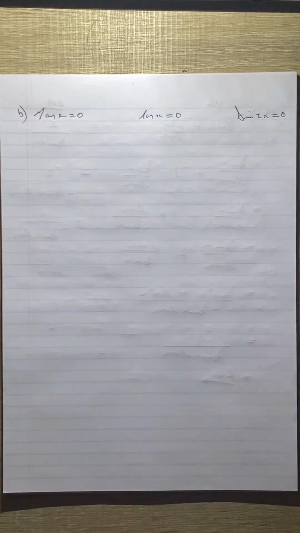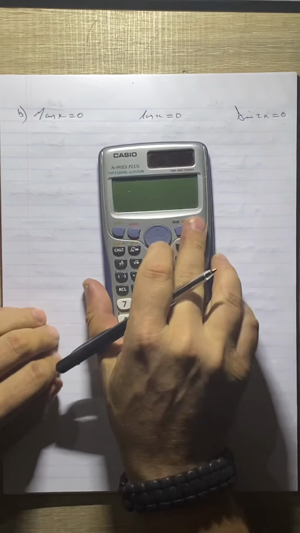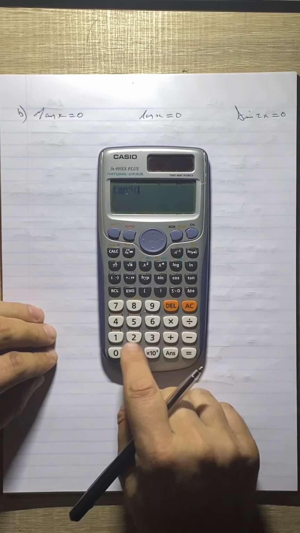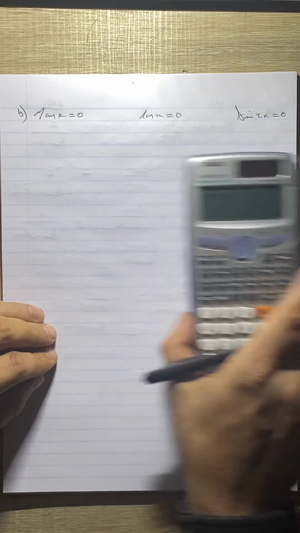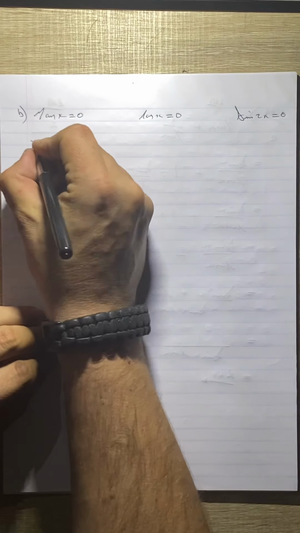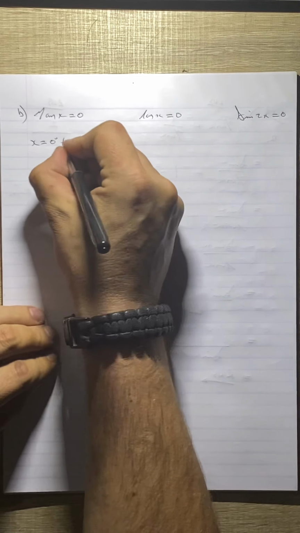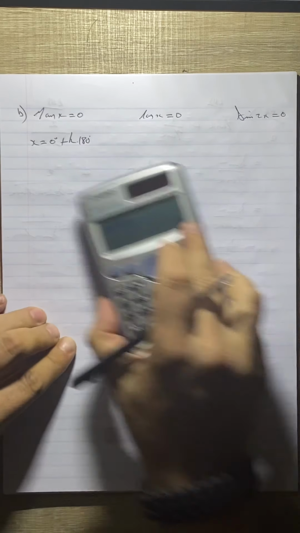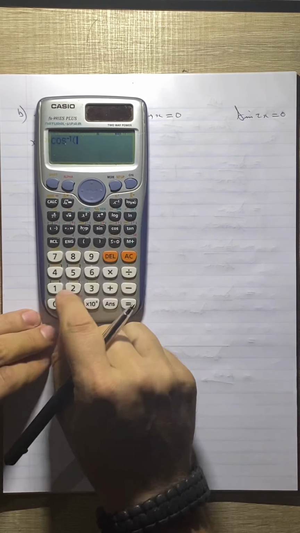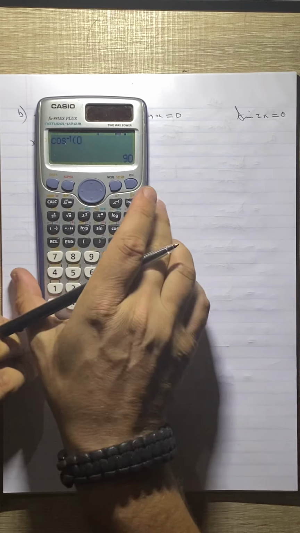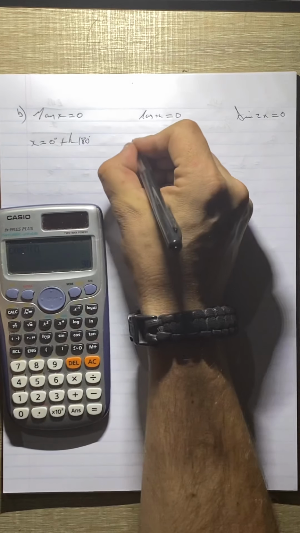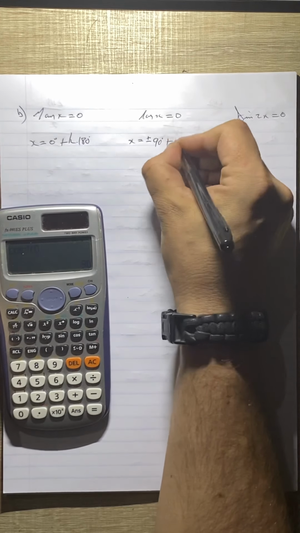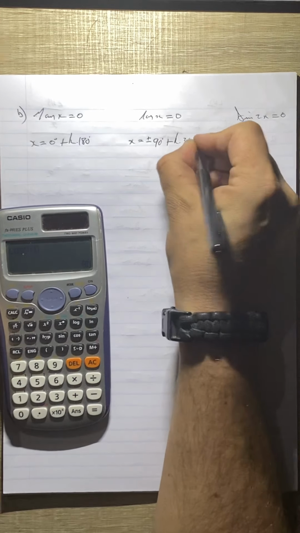So this one over here, just use your general solution for tan. So it's shift tan 0, and we get 0 degrees as our reference angle. So x is equal to 0 degrees plus k 180. For this one over here, we go shift cos 0, and we get 90 degrees. And the general solution for cos is x is equal to plus or minus 90 degrees plus k 360.